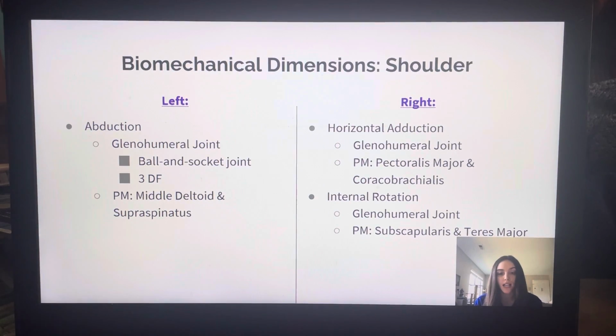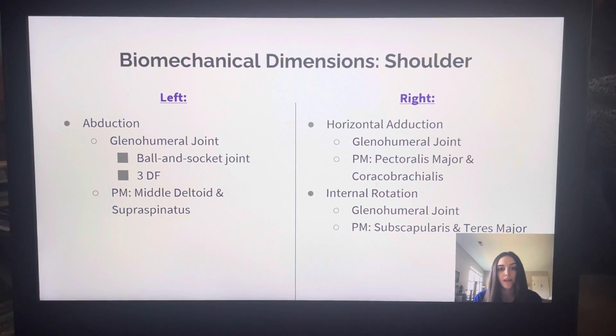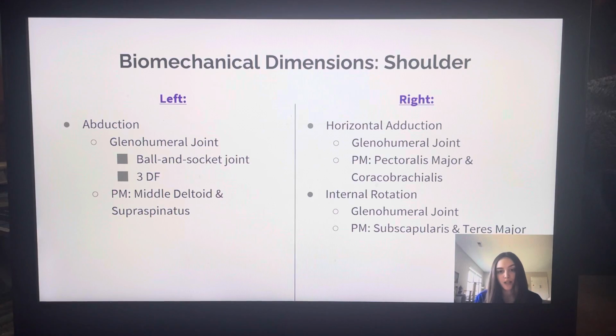On the right side, horizontal adduction and internal rotation are both occurring at the glenohumeral joint. The prime movers for horizontal adduction are going to be the pectoralis major and the coracobrachialis, and the prime movers for internal rotation are going to be the subscapularis and the teres major.